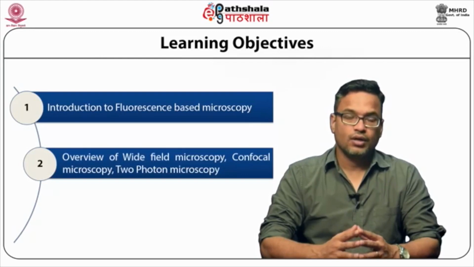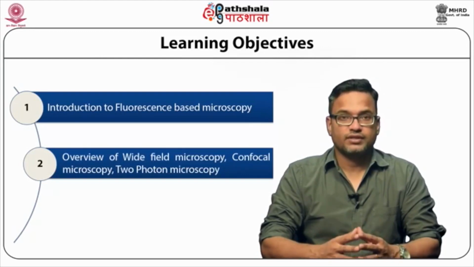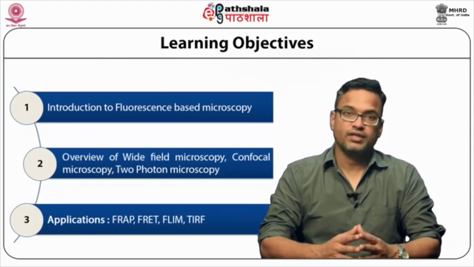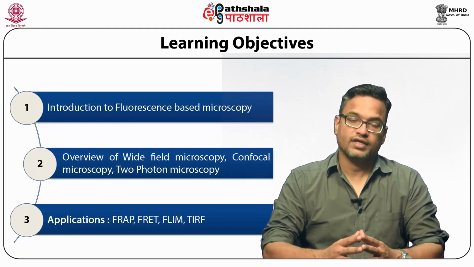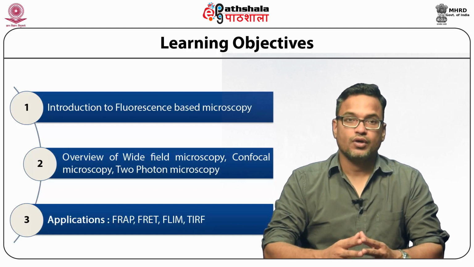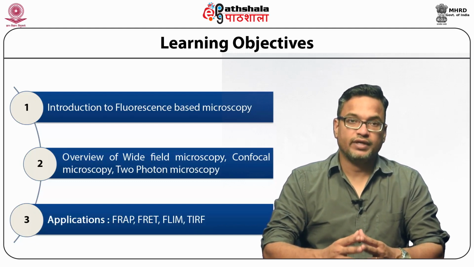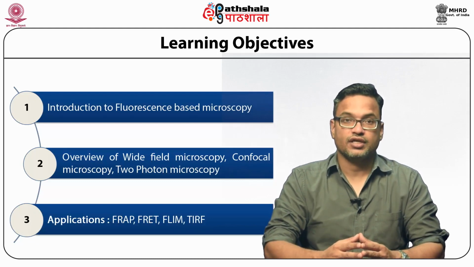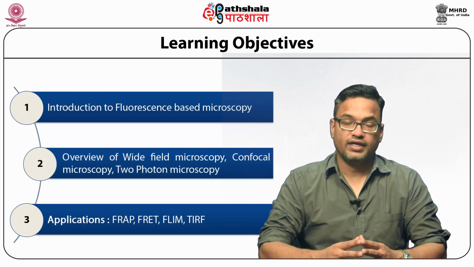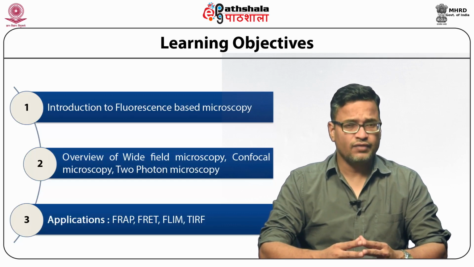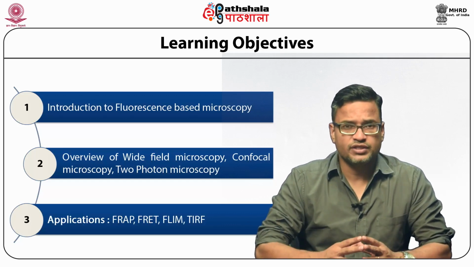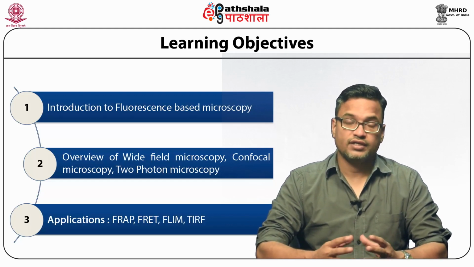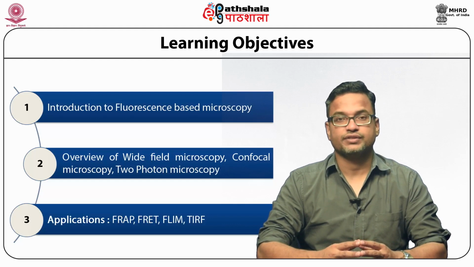There are three major fluorescent based variants of fluorescent imaging. One is wide field, confocal microscopy, as well as two photon microscopy. Also, we will discuss a few applications that are very well used and very well known in the research area, that is FRAP, FRET and FLIM. And in the end, we'll try to summarize how fluorescent based imaging has enabled researchers to understand or address different biological questions.